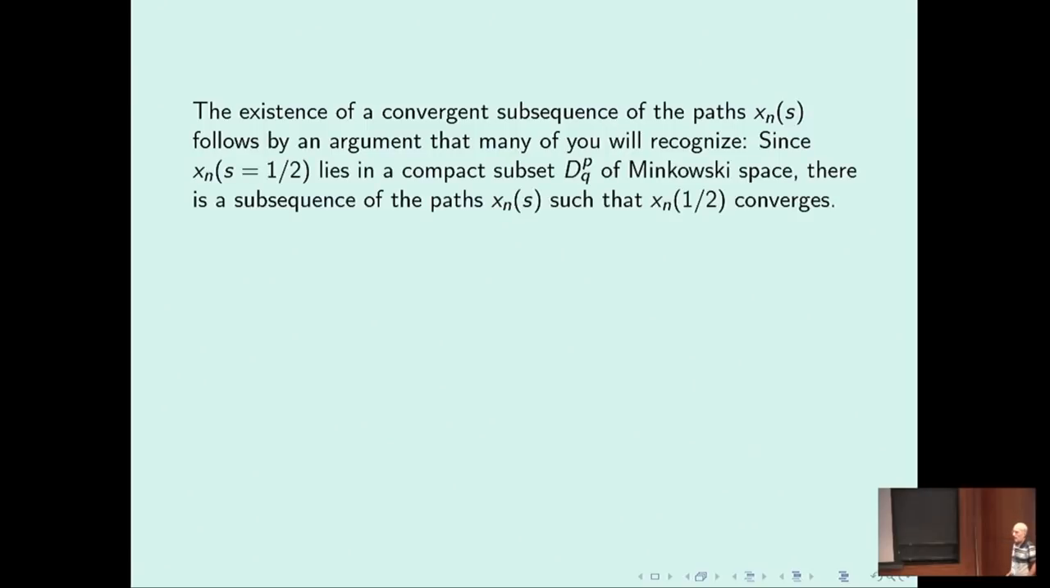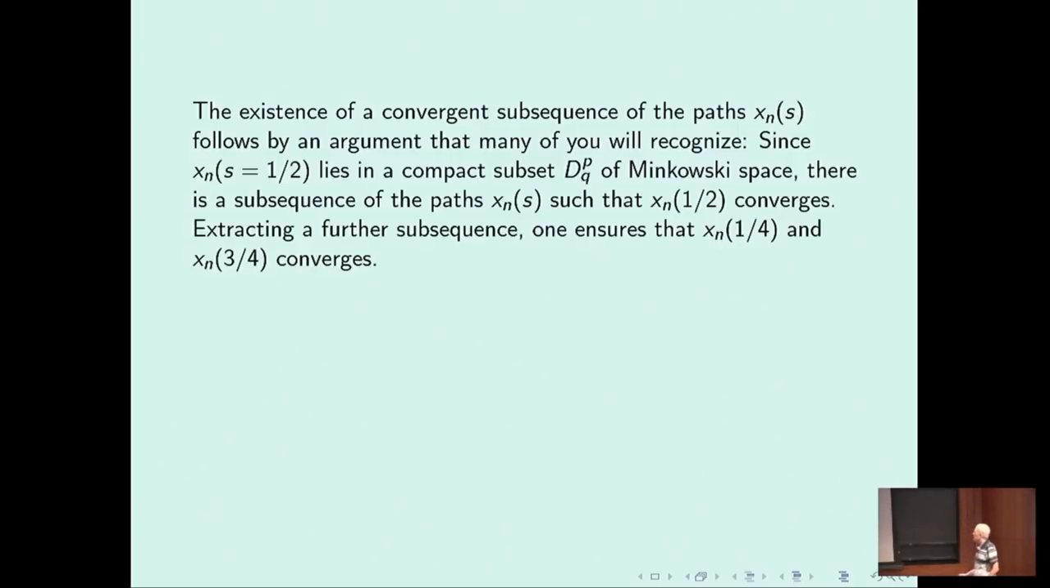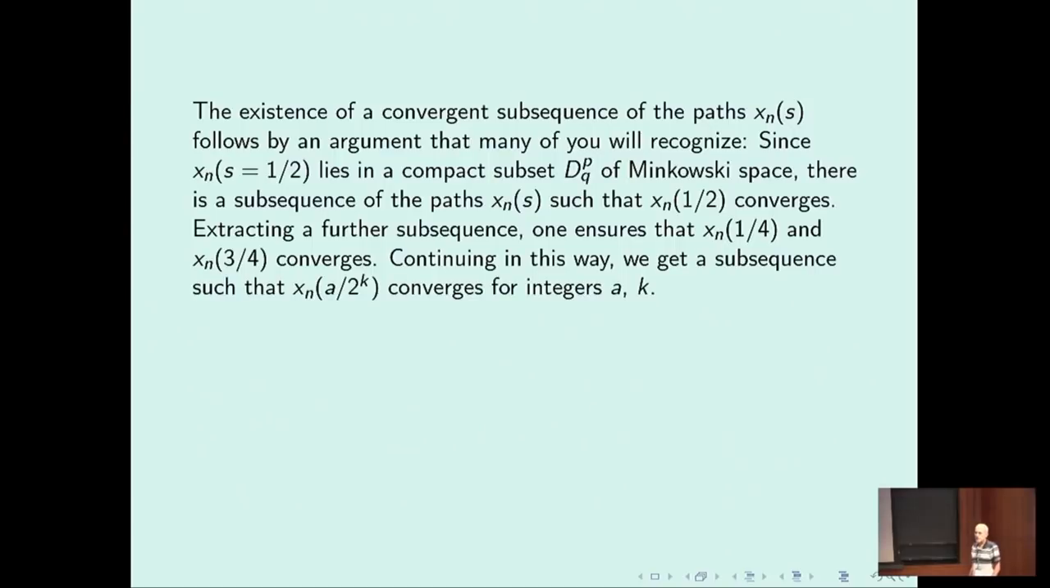Let's first set s equals a half. Since xn at s equals a half lies in a compact subset of Minkowski space, there's a subsequence of these paths such that xn of 1/2 converges. Throw away all the other paths and just look at this subsequence. You take a further subsequence where xn of 1/4 and xn of 3/4 converge. And then you do it at fractions whose denominator is 8, and then 16, and so on. So continuing, you get a subsequence that converges at any point of the form a over 2 to the k, with integers a and k.